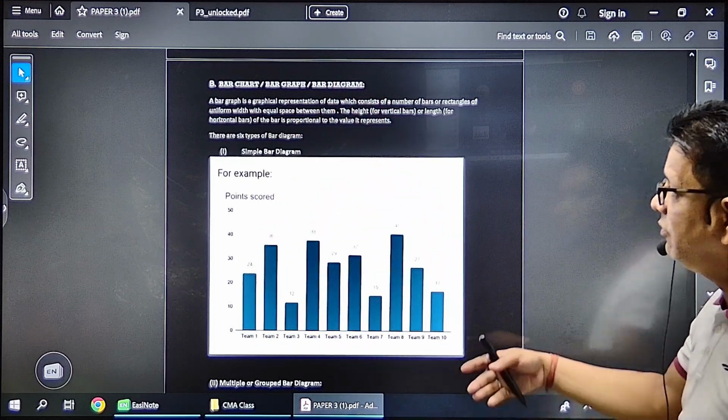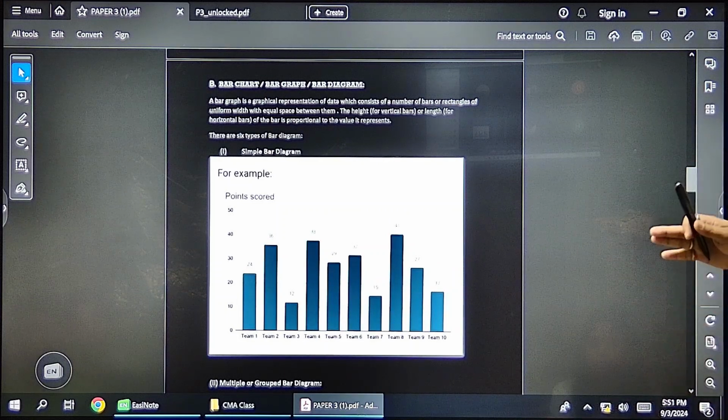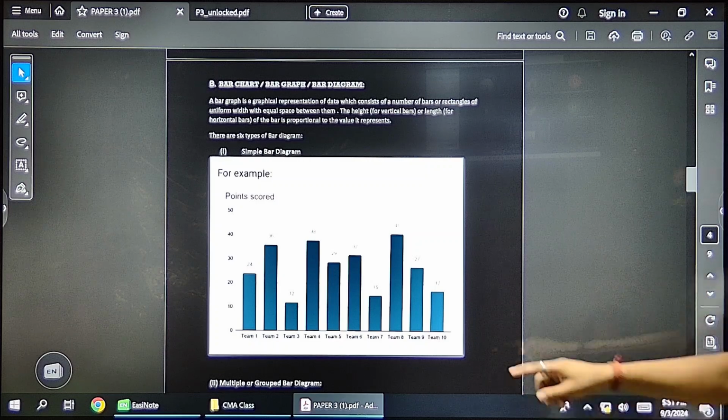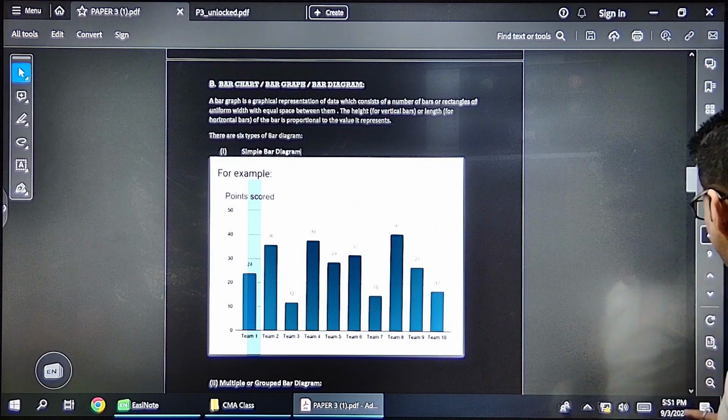Right? So what value they represent, only that: the bar goes up to that length. So this is the first one, the simple bar graph. Individual bars we draw.